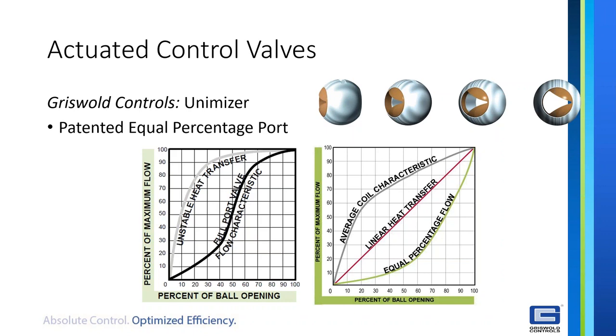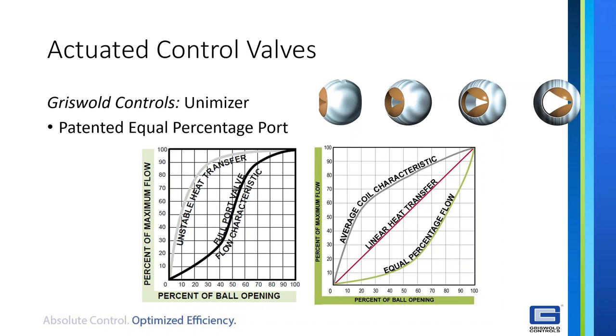So this optimizer insert does two things. One, it gives a very smooth flow curve, and two, it slows down or lets less water through as that ball valve starts to open, so that you can have better heat transfer across the coil. The other benefit of the optimizer is it does give the smaller CV.